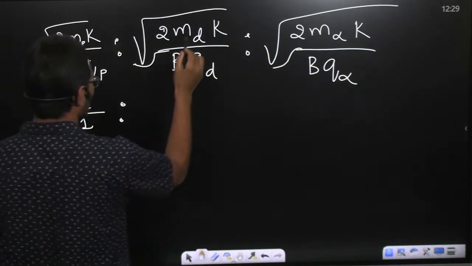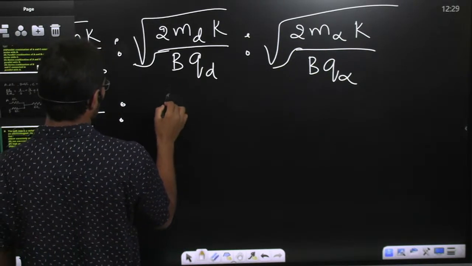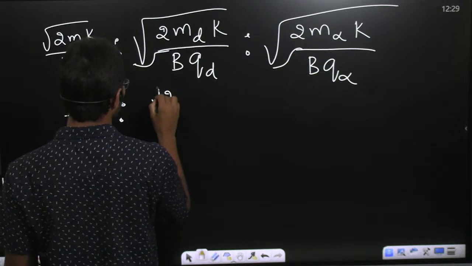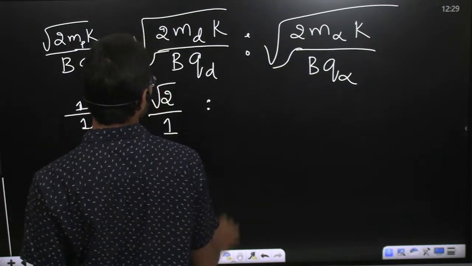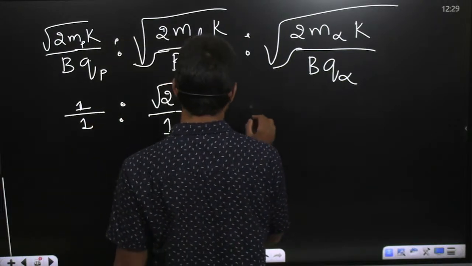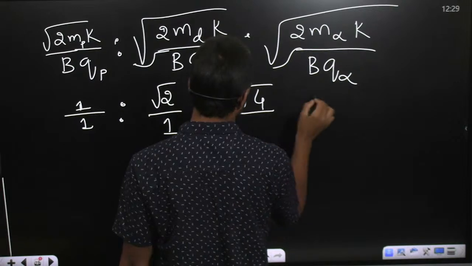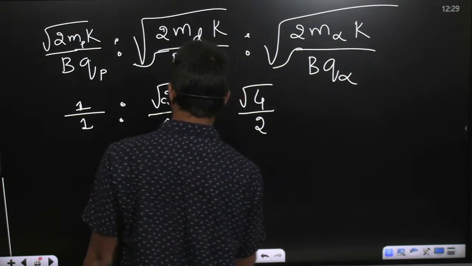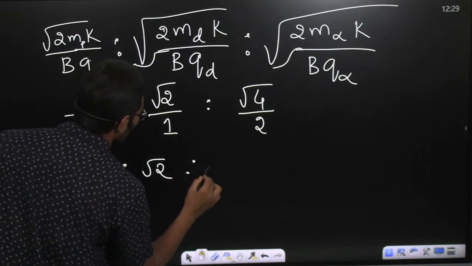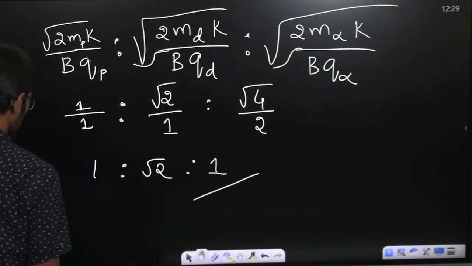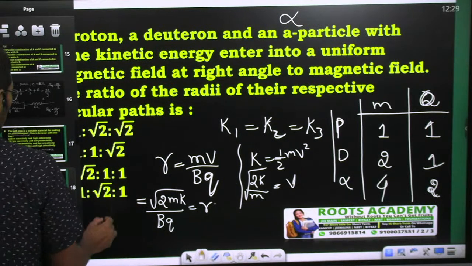So what is the mass of deuteron? It is 2 times, right? Root 2 by charge 1. What is the mass of alpha particle? Root 4 by charge is twice. So what do we get? 1 is to root 2 is to 1. So the option 1 is to root 2 is to 1, D.